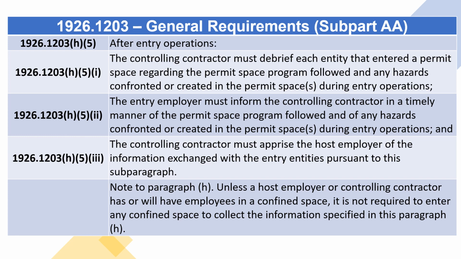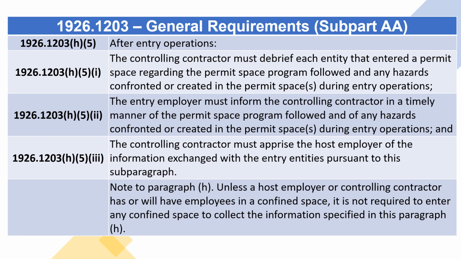1926.1203(h)(5). After entry operations. 1926.1203(h)(5)(i) through (h)(5)(iii). The controlling contractor must debrief each entity that entered a permit space regarding the permit space program followed and any hazards confronted or created in the permit spaces during entry operations. The entry employer must inform the controlling contractor in a timely manner of the permit space program followed and of any hazards confronted or created in the permit spaces during entry operations, and the controlling contractor must apprise the host employer of the information exchanged with the entry entities pursuant to this subparagraph.